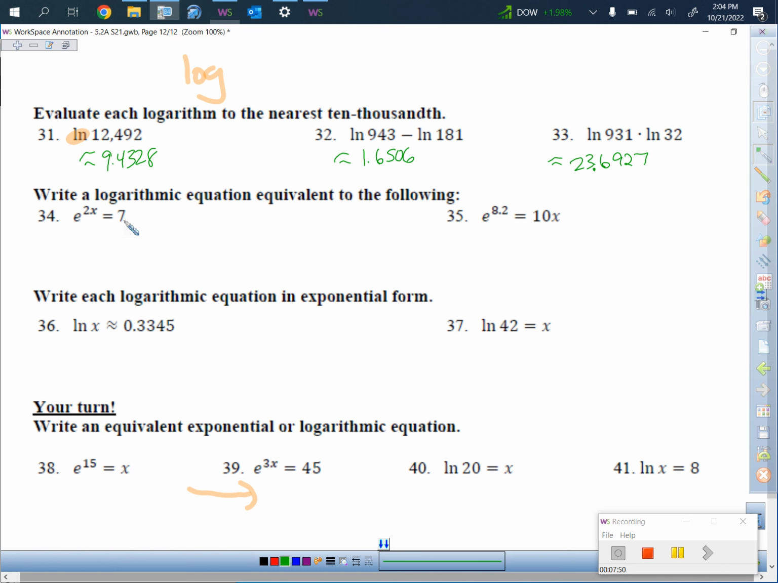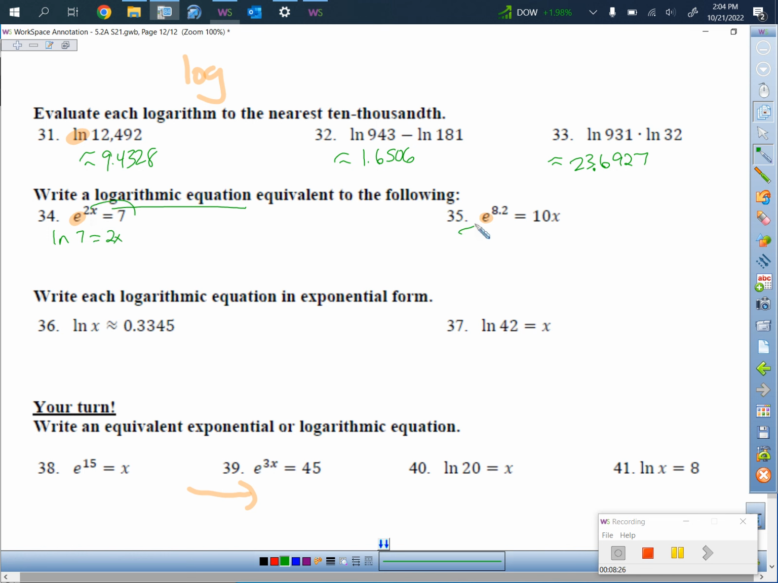Now they say write a log equation with the equivalent. This is just what we did on the first one. We want to change it from exponential form into log form. Whenever e is the base, that's when we will use a natural log. So you know how we brought log into it before? We're going to use the natural log. Yes, e is the base, but we don't need to put it down there. It is understood that e is the base. The argument is 7, and the exponent is 2x.